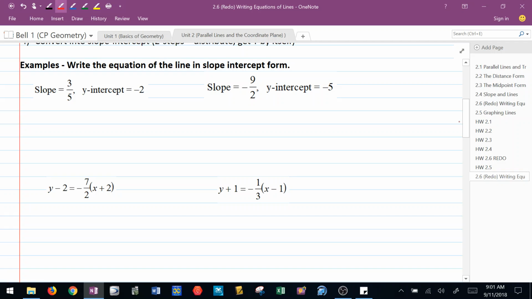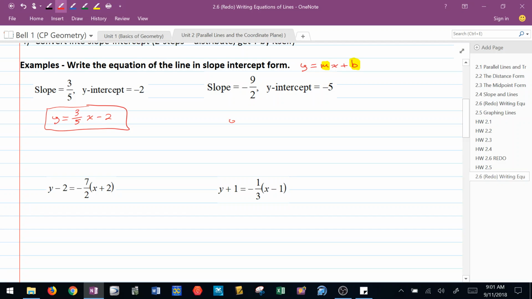It says, write the equation of the line in slope-intercept form. So remember, slope-intercept form is y equals mx plus b. And the two pieces of information I need to know are the slope and the y-intercept. Now, in both of these problems, they give us the slope and the y-intercept. So I'm going to rewrite this as y equals the slope, 3/5, times x, and then plus the y-intercept, but the y-intercept is negative 2, so I'll write minus 2. If they give us the slope and the y-intercept, this is the easiest kind that we can experience.